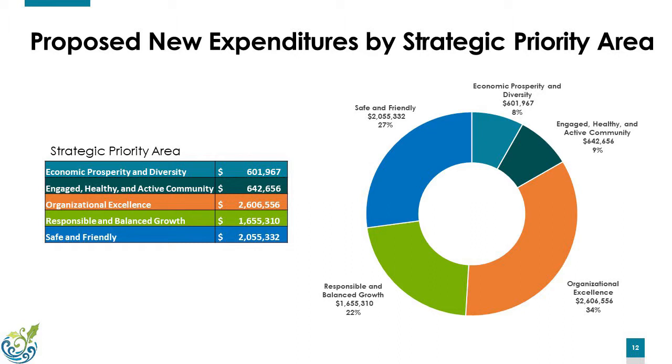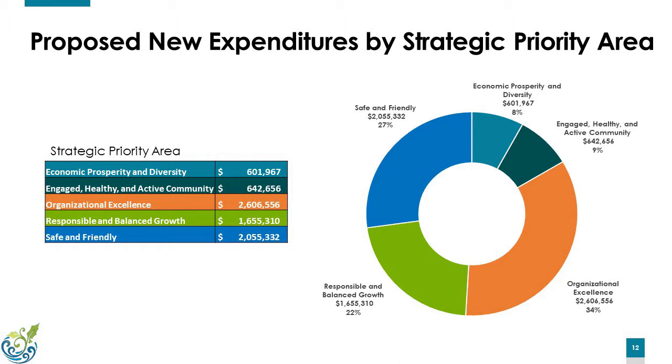Now, this particular slide carves out, again, total, all components of the budget. Where are the new expenditures going? And we've outlined this in a way that reflects your strategic priorities. And with this, you see that most of the expenditures, the new capital and operating, is going to safe and friendly community.